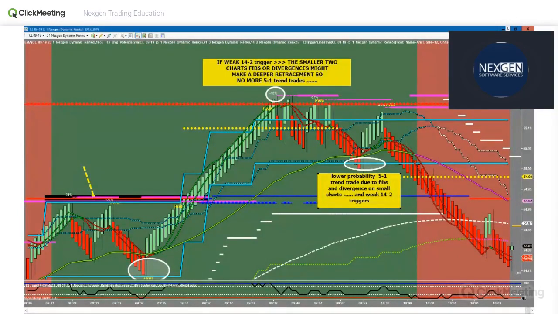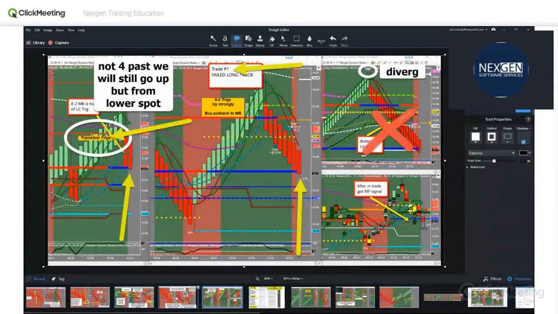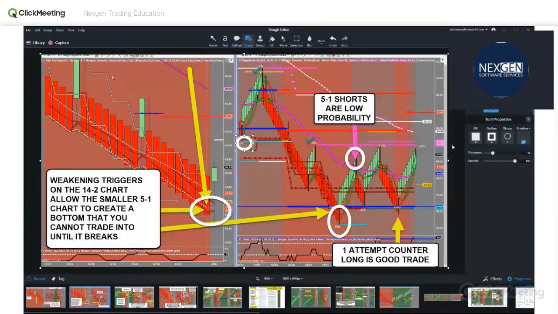Look how exactly similar this looks, when we go back to what we were just talking about in the rules. We were just talking about this exact same thing, right? Weakened triggers on the 14-2 chart, divergence and fibs on the small chart. It's not going down anymore. And in fact, some people will use this look on the small chart, large chart to go the other way. If you can't go short, why not go long?